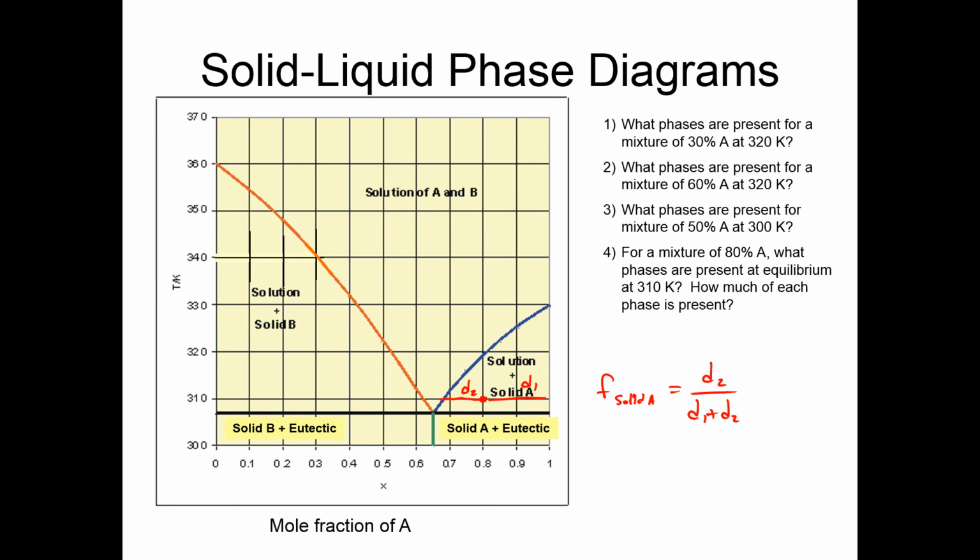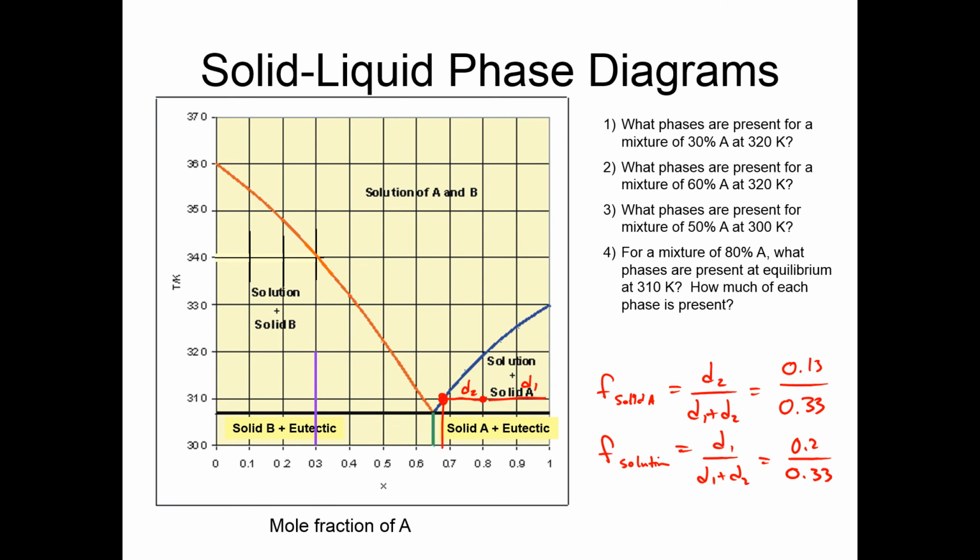Let's just count the fractions there. Distance 2, let's say that is 0.13, and the total distance is 0.33. And the fraction of solution, with this composition over here, 78%, is going to be distance 1 over distance 1 plus distance 2. That's going to be 0.2 over 0.33.